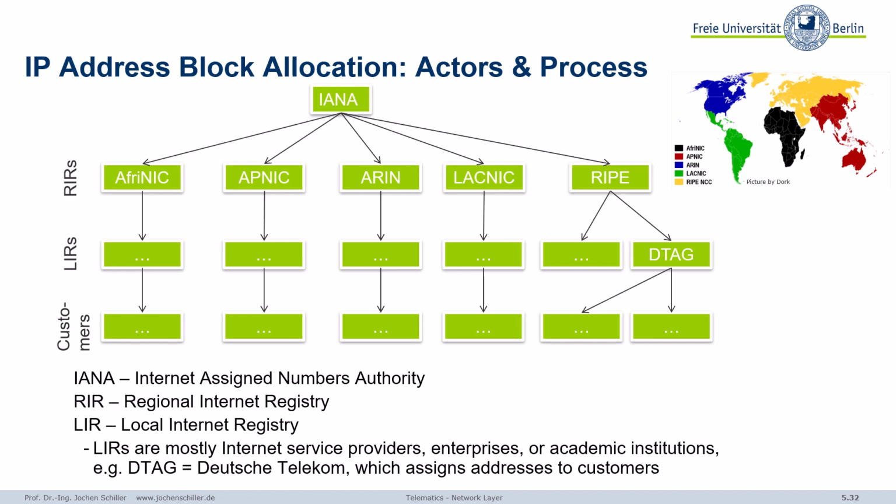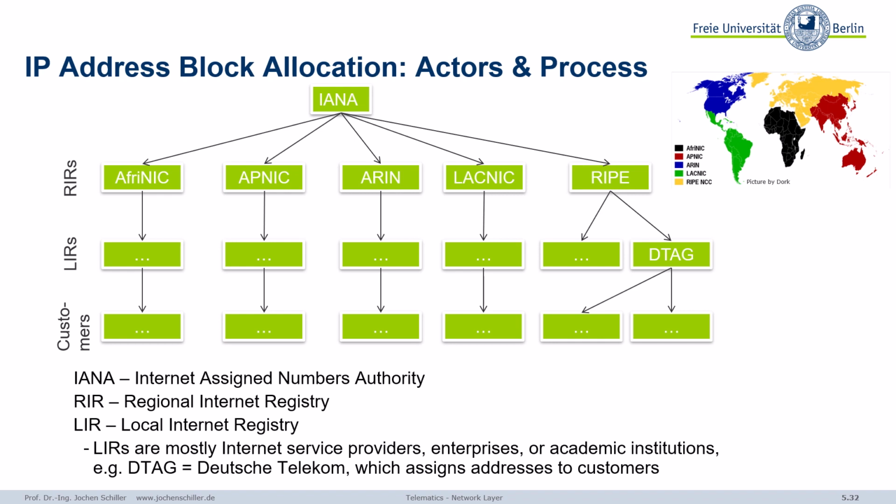So the customers can then finally do whatever, depending on where they get the address from. Universities typically get their address ranges from RIPE, APNIC and whatever, the regional registries, and then they can further subdivide. But if you're a single customer, then you get your address from your ISP.